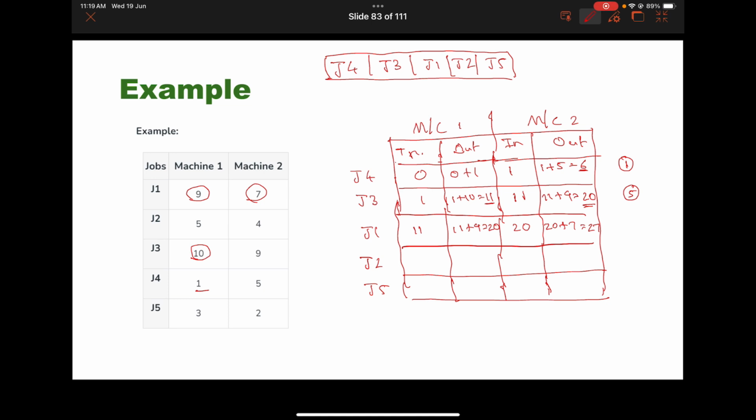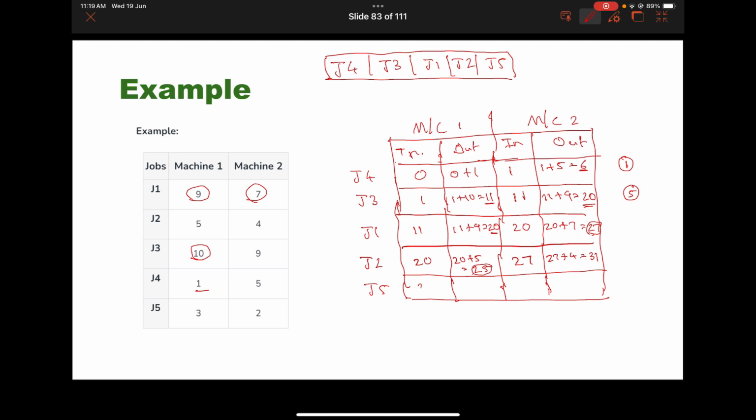And J2, it will start at 20. Machine 1 is free after 20 minutes, so 20 plus 5, that is equal to 25. And here machine 2 is free only after 27 minutes. So we will take the greater of these two values. So it is 27. So 27 plus 4 is 31. It is 31 minutes for J2.